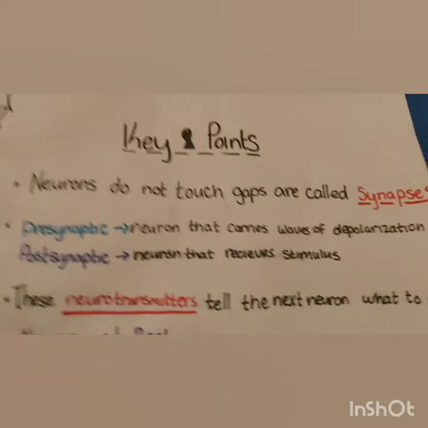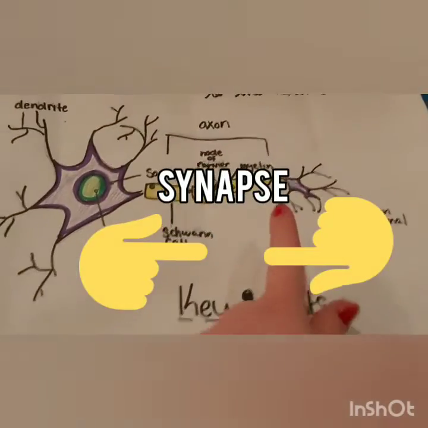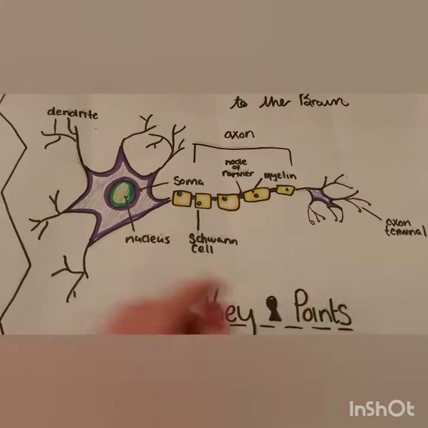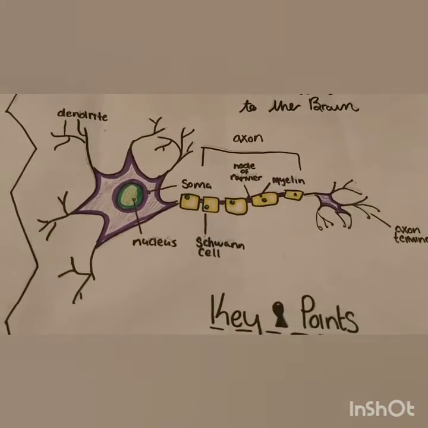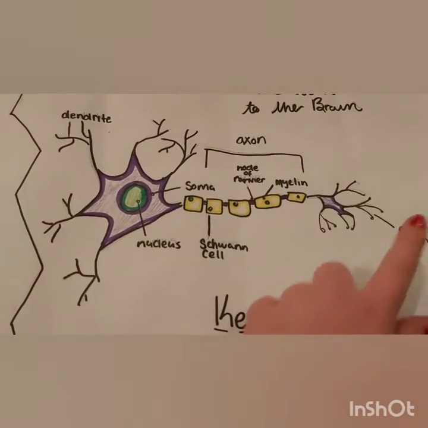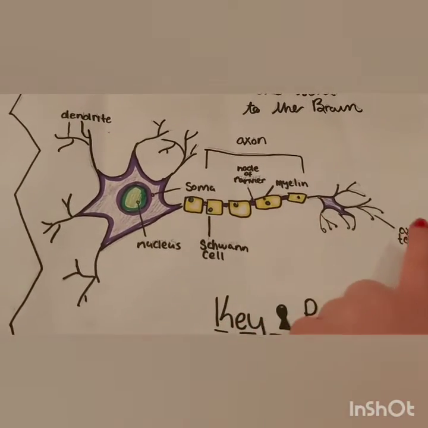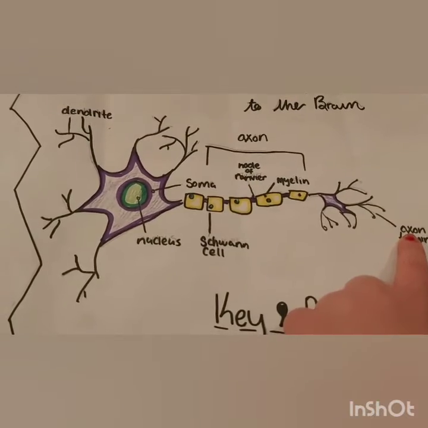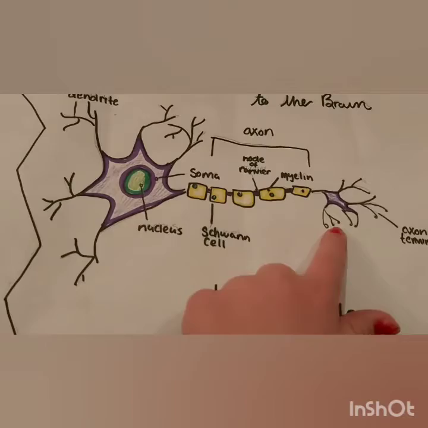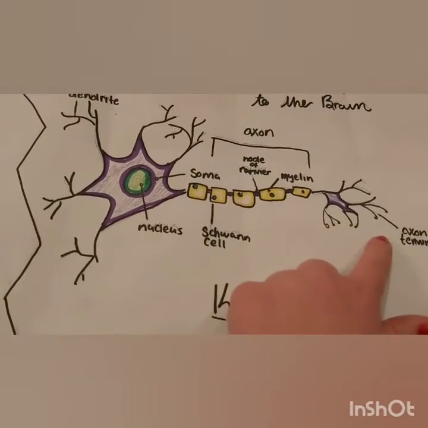The gap is called the synapse. You might have thought that neurons attach at the end because the line of neurons goes all throughout your body, but not really. The gap in between is how the neuron impulse goes to the next neuron. So these are the axon terminal. The gap is called the synapse that the impulse travels through.